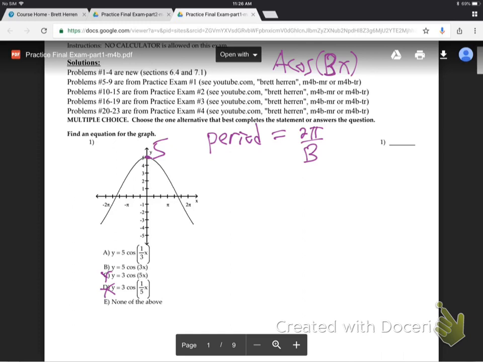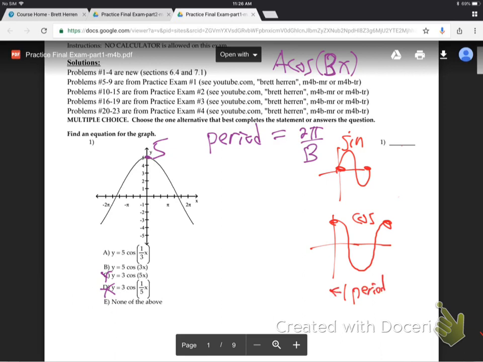What's the period? Remember again, what do sine and cosine do? Sine starts at 0, goes high, goes low, back to 0. That's one cycle for sine. Cosine, which is what we're dealing with, starts high, goes low, comes back high like that. That's one period, one cycle, from there to there for cosine.